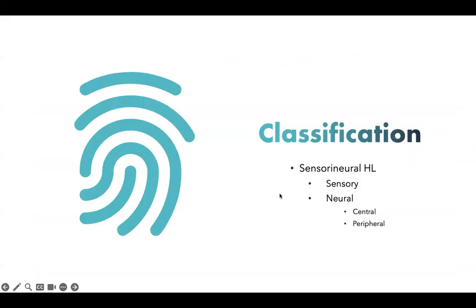Now, when we come to the sensorineural, we can subclassify sensorineural hearing loss into sensory and neural. Sensory is when the issue, the problem, or the disease is related to the cochlea, and neural when it's related to the nerves, whether peripheral nerves or central causes. The peripheral nerve that's responsible for hearing is the vestibulocochlear nerve, which is cranial nerve number 8.